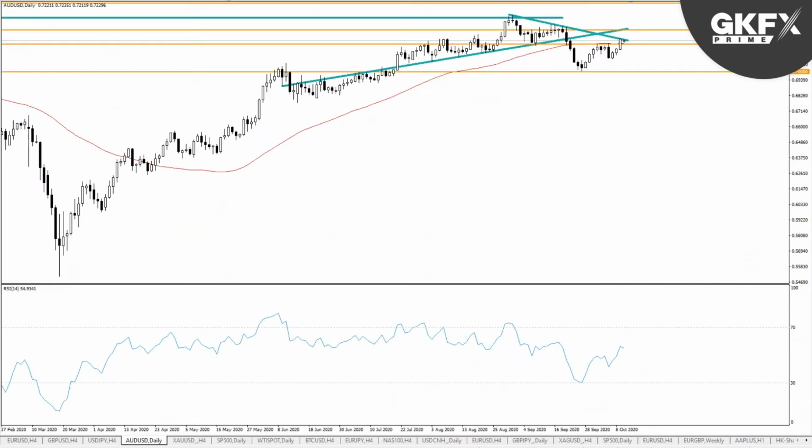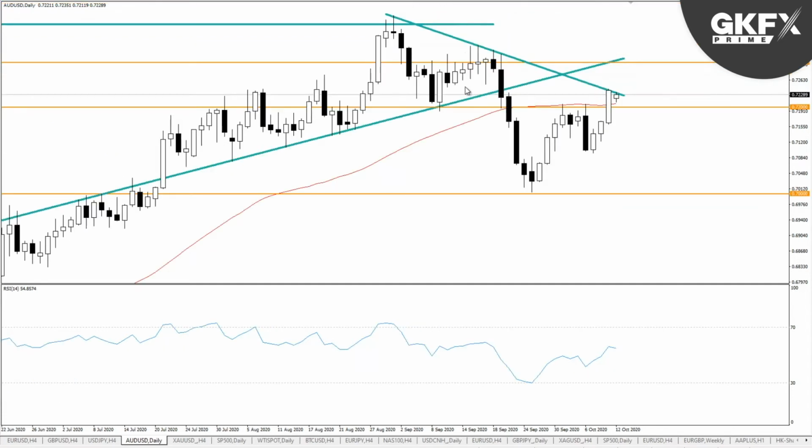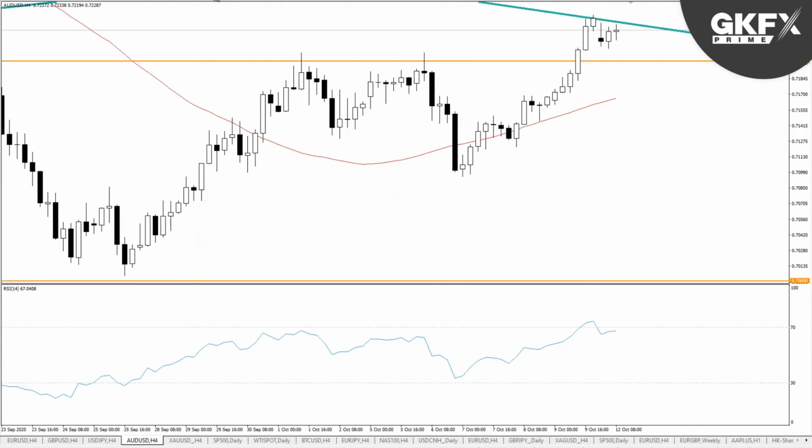Aussie dollar, similar situation to the euro. We're challenging this downsloping trend line through the highs. So pretty much just testing it as we speak. We've had 3 days on the trot of gains. Not to say we can't have a fourth, but it would give us a better entry point if we were able to anticipate a break above this declining trend line with a dip down to 0.72.